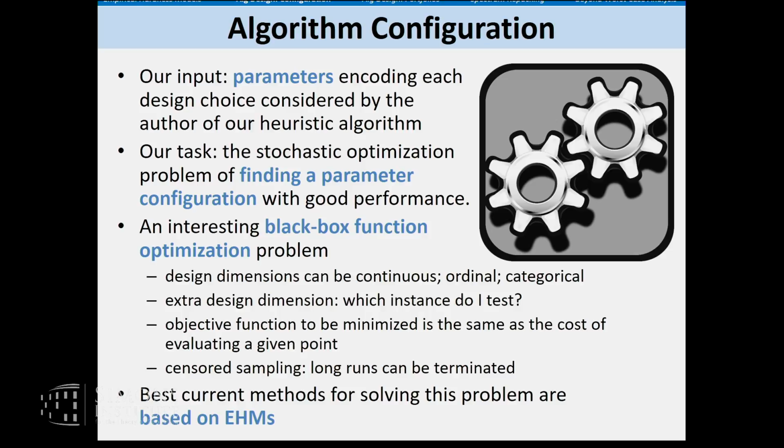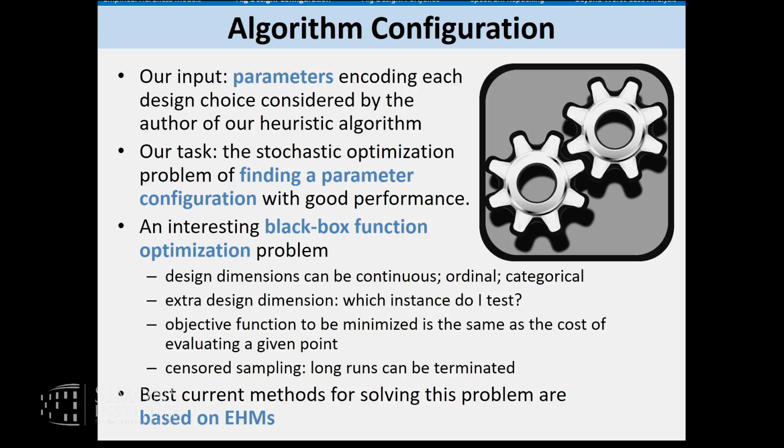So our input is all of the parameters that encode the design choices that my algorithm designer came up with. And what I want to do is basically automated experiment design. So I want to find some parameter configuration with good performance by making black box calls to this parameter space and then making observations at any point that I choose to observe. This is complicated because the design dimensions can be, in some cases, continuous, and in other cases, not continuous. There's another design dimension, which is which instance do I choose to test on, where my objective function cares about some aggregation across all of the instances.